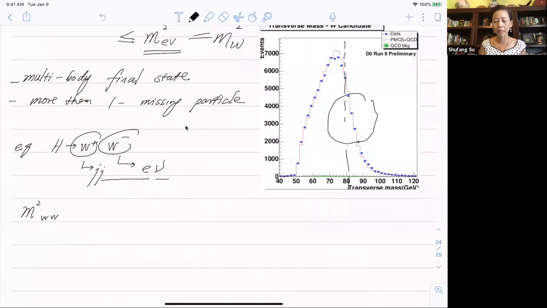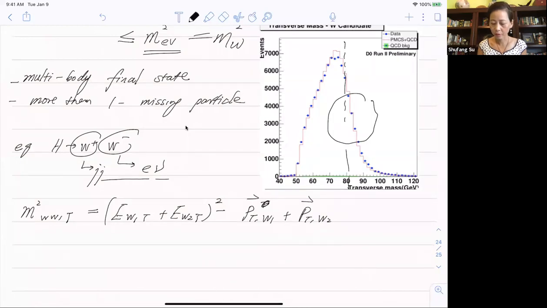So let me build my system: I can combine the two jets into one W, and the electron with whatever the missing PT into the other W. So the transverse mass I'm going to define will be this: E_W1 transverse plus E_W2 transverse, squared, minus the PT of W1 plus the PT of W2, squared. That's certainly one way to do it, based on the fact that I already know how the process is going. I know the two jets come from one W, the electron comes from the other W, and I do my missing ET in the usual way.